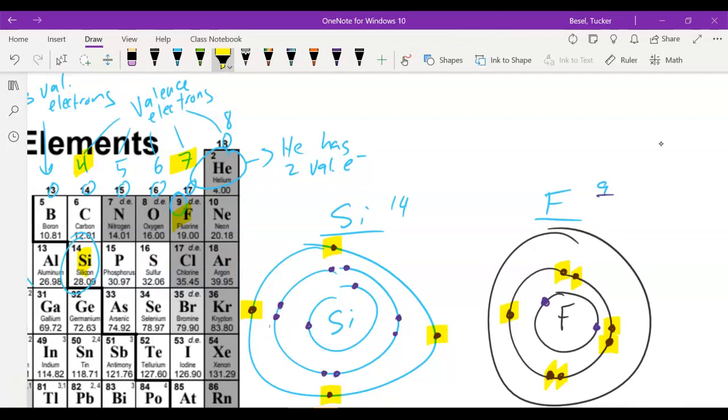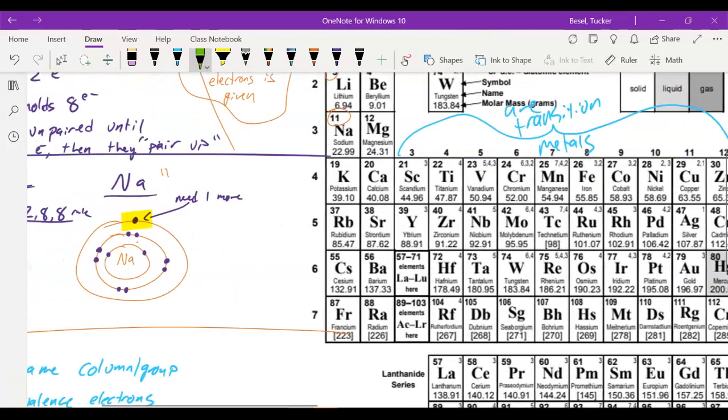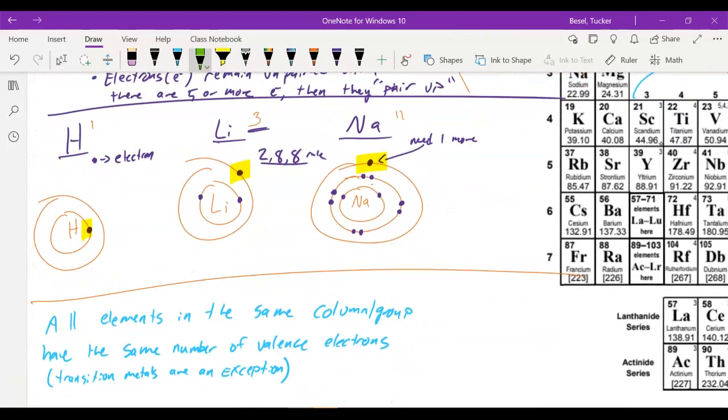All right, and we're almost done here, but I do want to loop back to the Lewis diagrams. So remember, Lewis models only show the valence electrons. So for hydrogen, the Lewis would be just that. For lithium, it would be just that as well. And sodium, just that too.